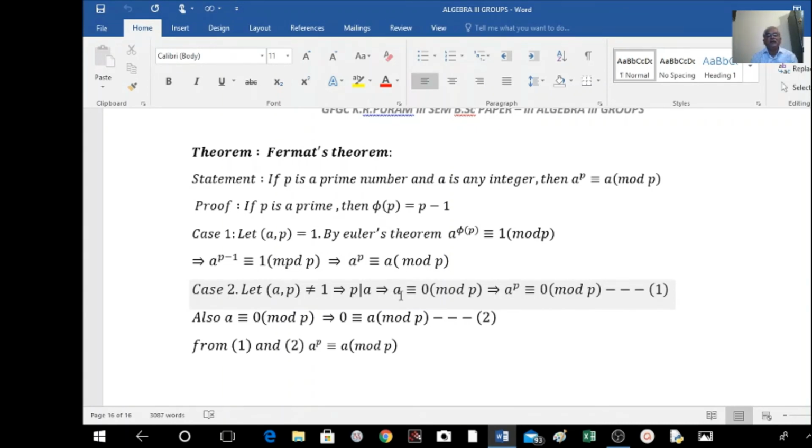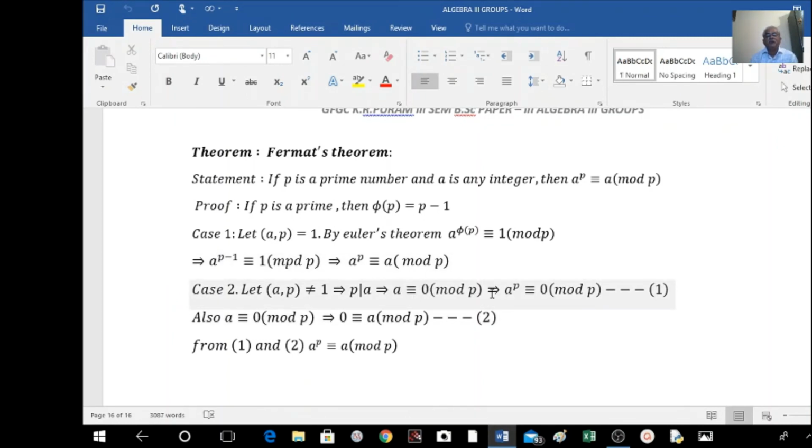If p divides a, then we write p divides a minus 0. Then by the congruence relation we can write a is congruent to 0 mod p. And for the congruence relation we can take powers: a congruent to b mod n means a raised to m is congruent to b raised to m mod n. So we can raise the powers here.